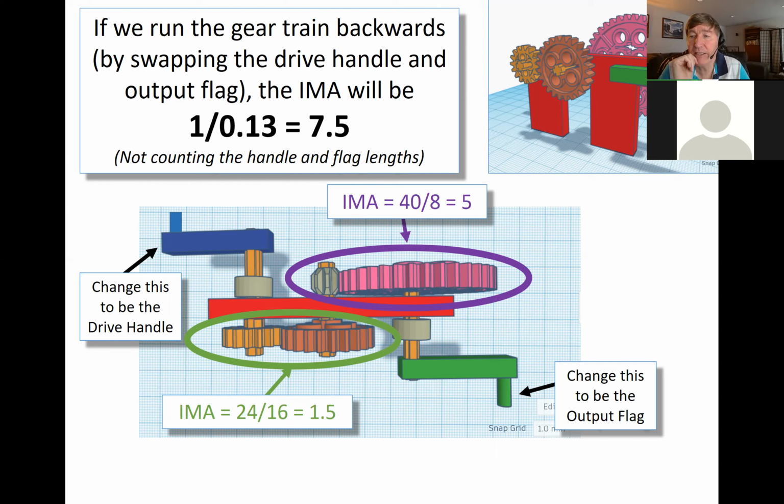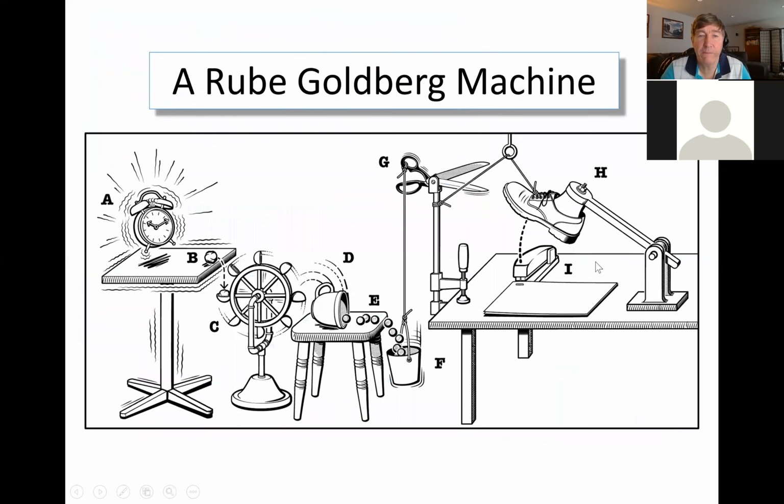So Sky is saying it gets complicated. Yeah, it might look a little complicated, but if you just take it one at a time. Just look at this gear pair first and figure out what is the IMA for that gear pair. Then take the next gear pair and ask yourself, what is the IMA for that one? Once you know the IMAs, then you multiply them. Okay, I don't see any more questions or comments, so I'll move on.